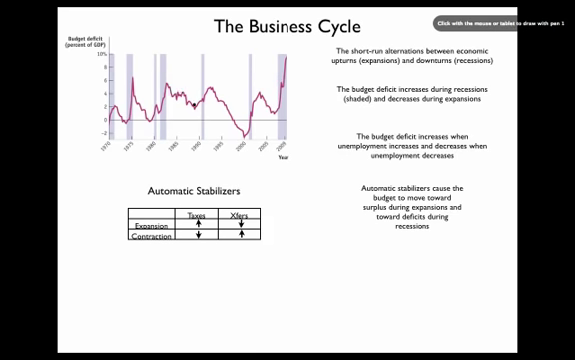Businesses are producing more, so there's more tax revenue. And also, as more people get jobs and have jobs during an expansion, there are fewer government transfers. So this stabilizer is going to move the budget toward a surplus, which is down here. And then it is going to, on the flip side, move us toward deficits when there's a recession.